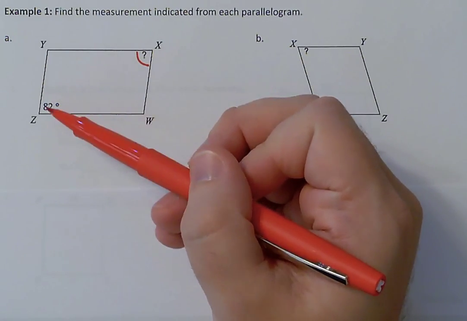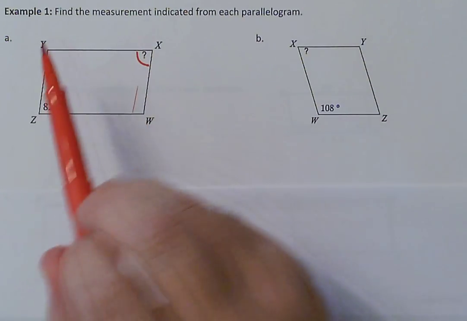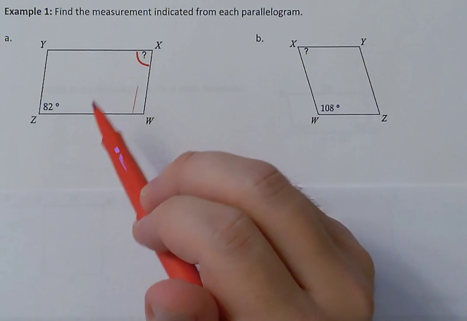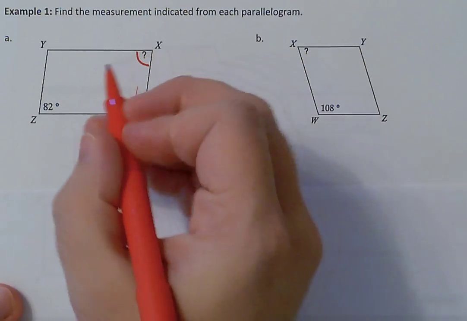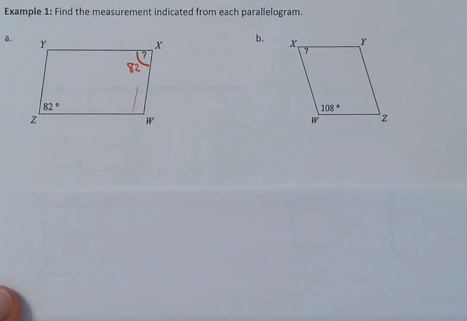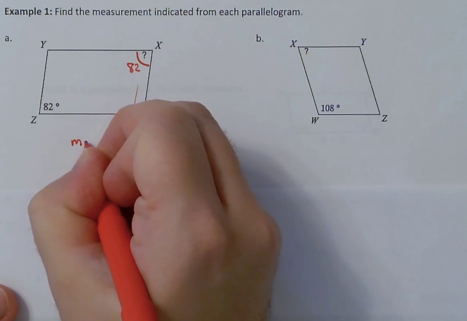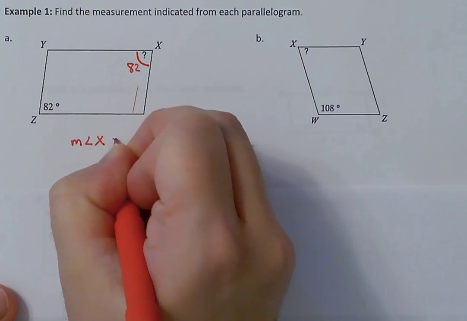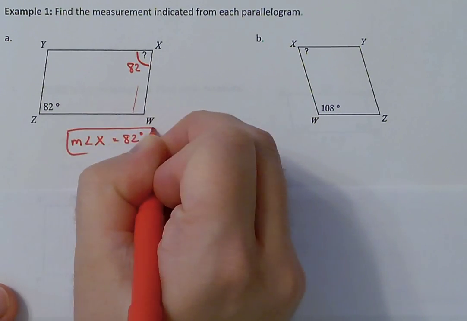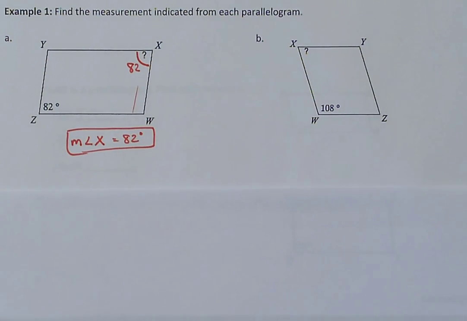These would be consecutive. These ones and these ones. But they're opposite of each other, so that means they're the same measure. So if Z is 82, that means X is also 82. So my answer is the measure of angle X is 82 degrees. And that's our answer for example 1A.